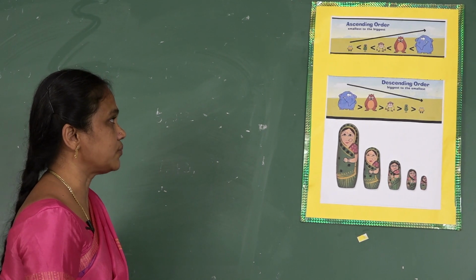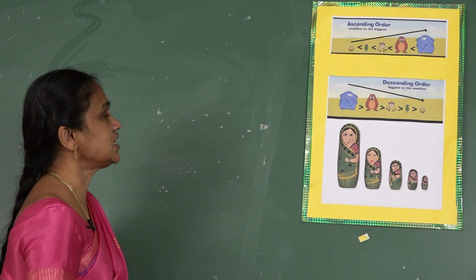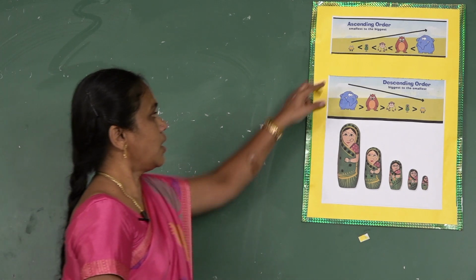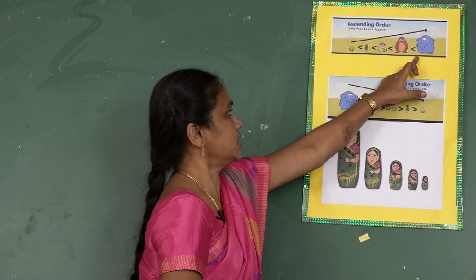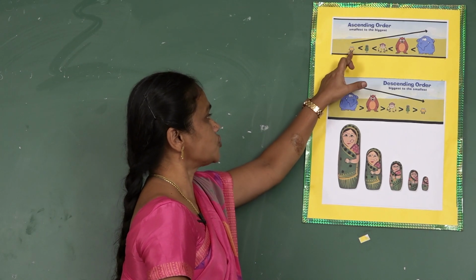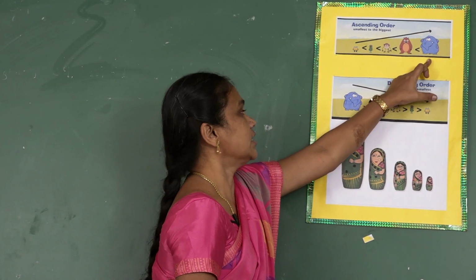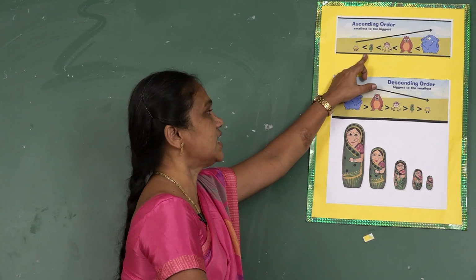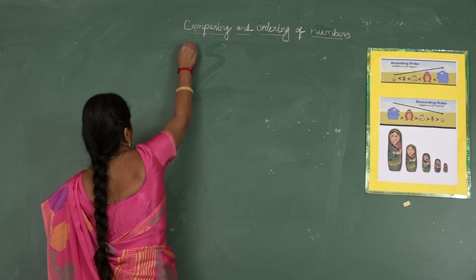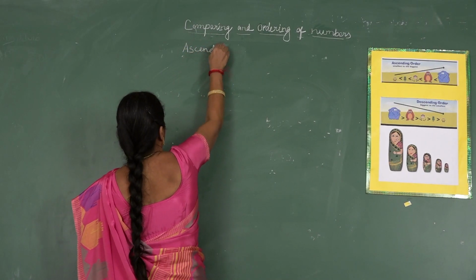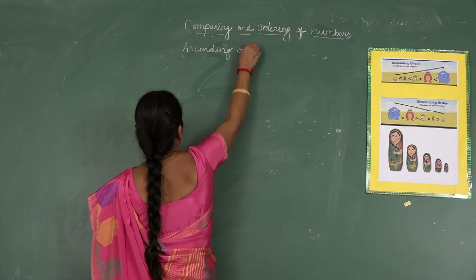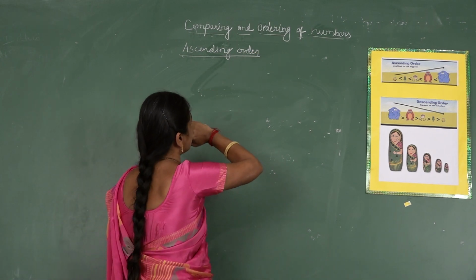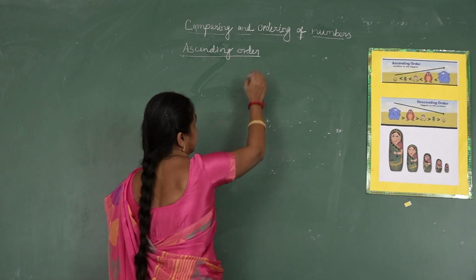What is ascending order? Ascending order means arranging the numbers from smallest to biggest. Look at this picture. How the dolls are arranged. The dolls are arranged from smallest to greatest. In this way, we arrange the numbers from smallest to greatest in ascending order. In ascending order, we arrange the numbers from smallest to greatest.